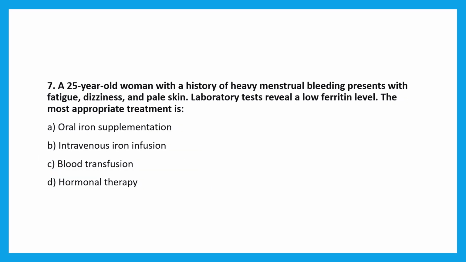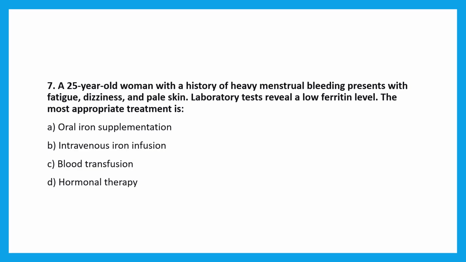7. A 25-year-old woman with a history of heavy menstrual bleeding presents with fatigue, dizziness, and pale skin. Laboratory tests reveal a low ferritin level. The most appropriate treatment is what? So this is a 25-year-old woman with a history of heavy menstrual bleeding, presenting with fatigue, dizziness, and pale skin. The laboratory tests reveal a low ferritin level, and therefore the most appropriate treatment is what?